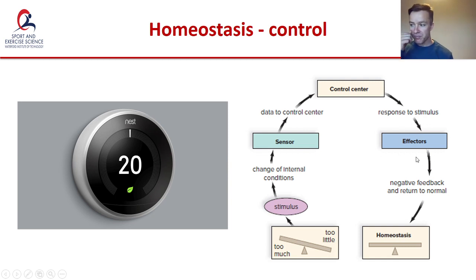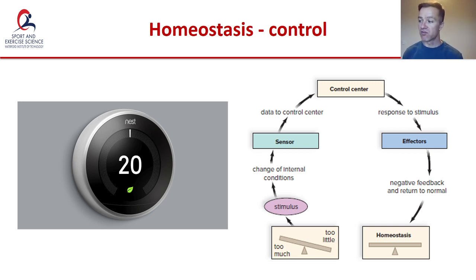A sensor or a receptor is usually something that's located in the periphery of the body, that's going to detect a change. The control center is usually the brain, and the effector is usually an organ that's going to affect the change. So what happens is that a signal, the stimulus, will start in the body. That's going to begin the operation of this biological control system.